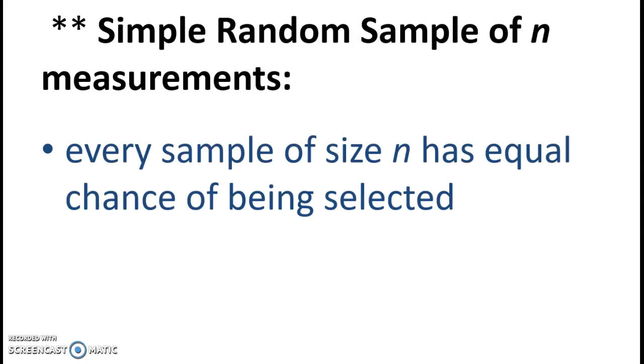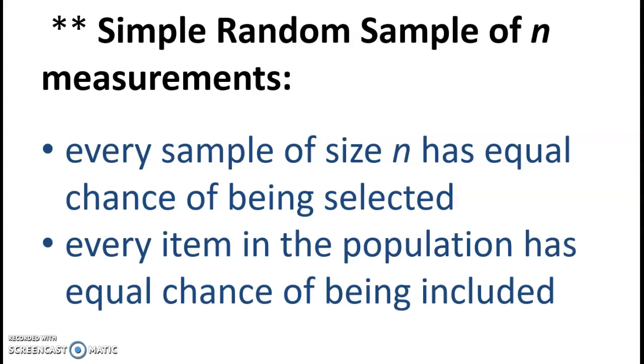So we're going to take a simple random sample of size N, size N. Every sample of size N has an equal chance of being selected. So everybody has the same chance to be selected in the sample. It's a biased sample if you are more likely to select a certain group of people, or just some people have a more favorable outcome. Everybody has an equal chance when you put everybody's name into a hat. Every item in the population has equal chance of being included.